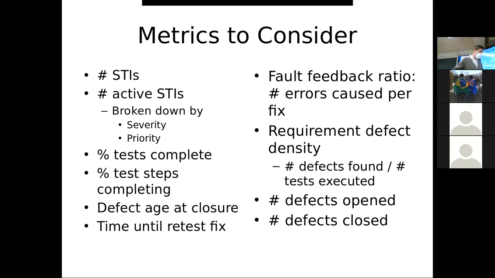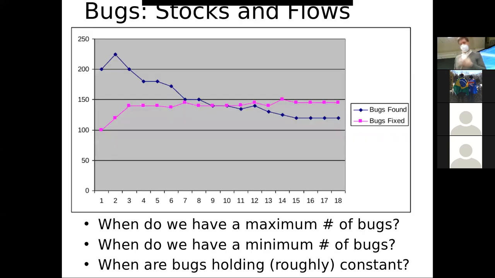Anyway, number of defects opened or closed is another one. It bears noting, so I want you to look at this. What we see here is a graph over time, maybe this is days, where you have the number of bugs that are fixed and the number of bugs that are newly found. Maybe these are weeks. You have a good testing team, and so they're finding like 100 bugs within this week. In week two, they're finding like 120, something like that. That's pretty good testing.